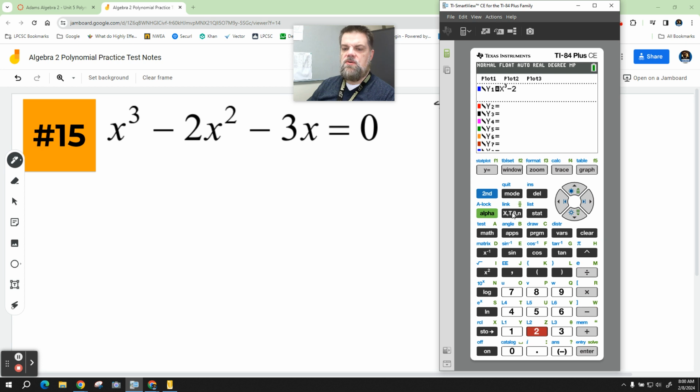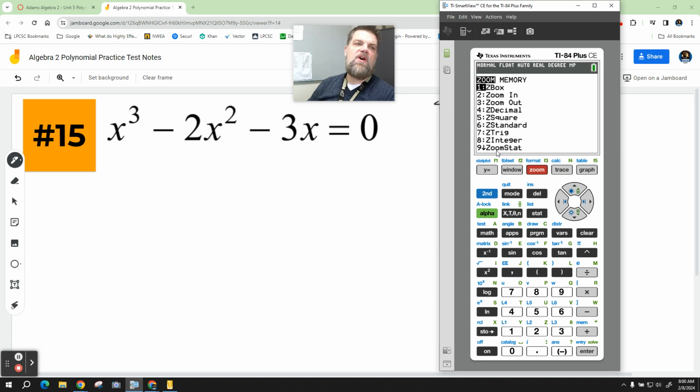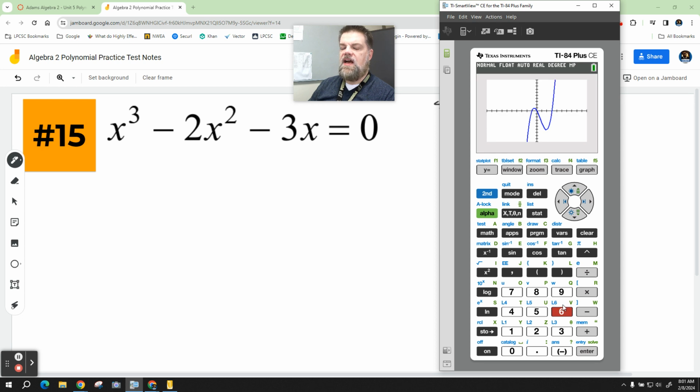So minus 2x squared. You guys enter this into your calculator while I do mine. Minus 3x. And that's it. You don't put equals 0. You just put the stuff to the left of the equal sign. Okay. So now I'm going to hit zoom. And since we're focusing on where it crosses the x-axis and these numbers are fairly small, I'm just going to hit zoom standard, which is option number 6. So if I hit 6 right now, I got that.